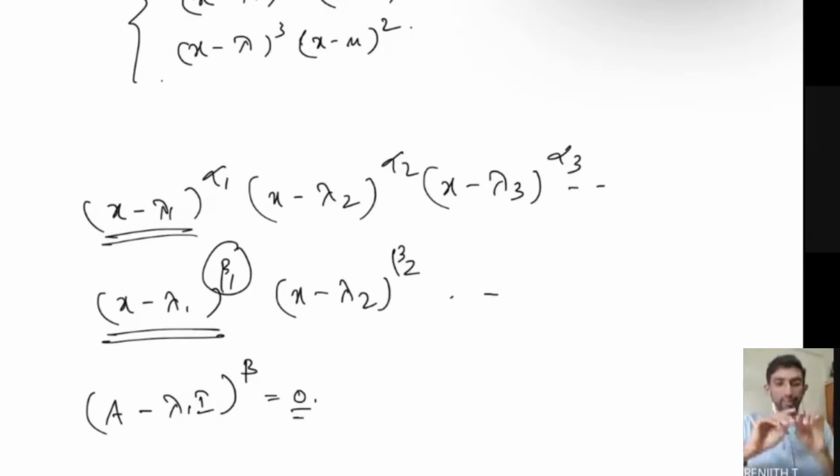So this is one important part you should remember while writing the Jordan canonical form. If you are given the characteristic polynomial and minimal polynomial, there will be at least one Jordan block with the power of the minimal polynomial terms.